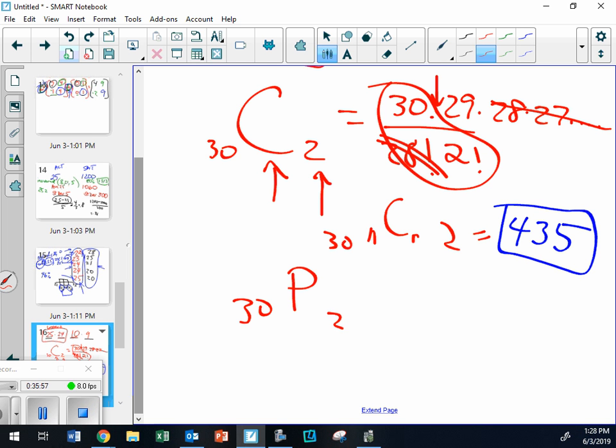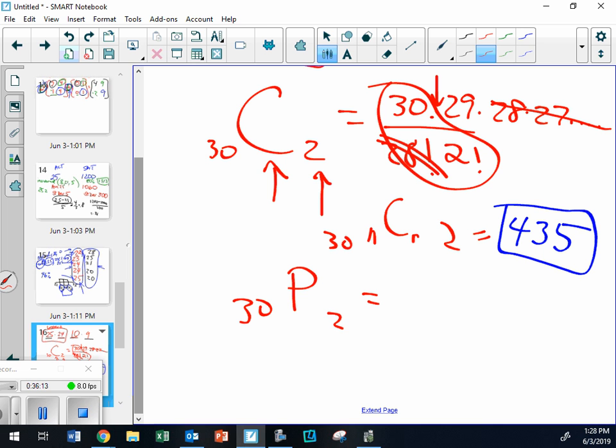Try it. What's 30P2? It is actually just double. And why? Because if I take two kids and you're first and you're second, and then it's the other way around, you're first and you're second, so there's only two ways to do that. Why? Because there was only two people we were keeping track of.